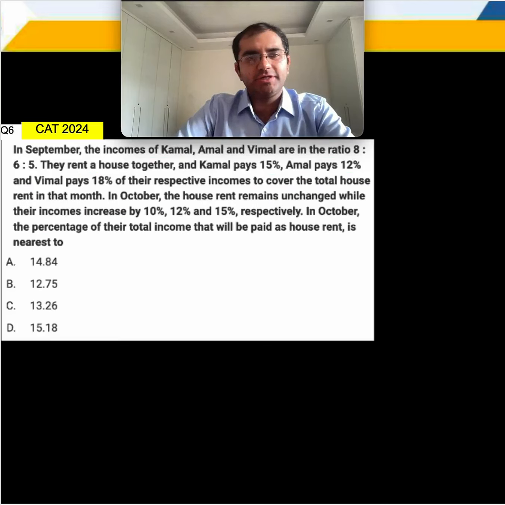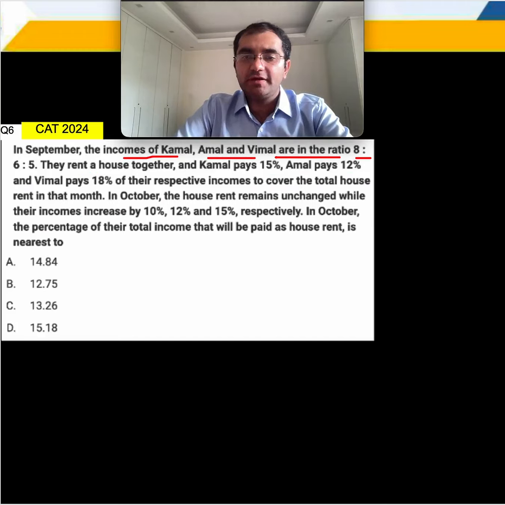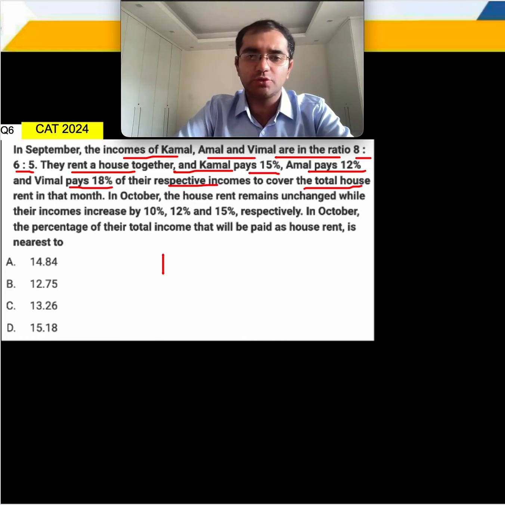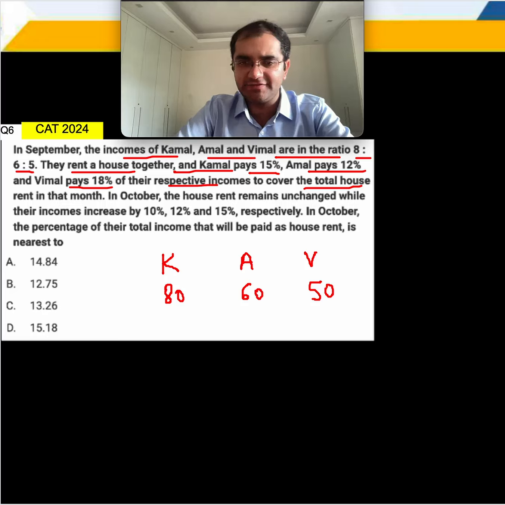परसेंटेजेस क्वेश्चन आराम से सॉल्व करके हो जाता. Incomes of K, A, V are in the ratio 8:6:5. They rent a house together. रेंट के लिए they pay 15, 12 and 18% to cover the total house rent. तो K, A, V ले लेते हैं 8, 6, 5. Let me take them as 80, 60, 50.